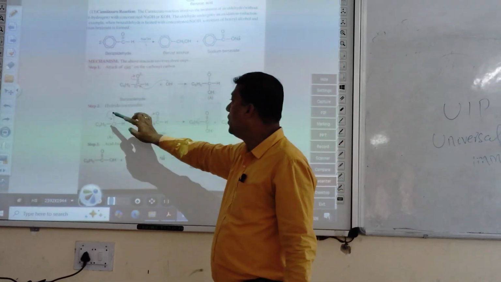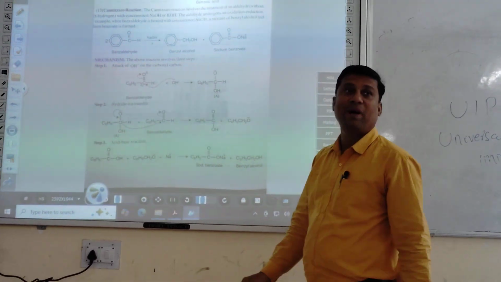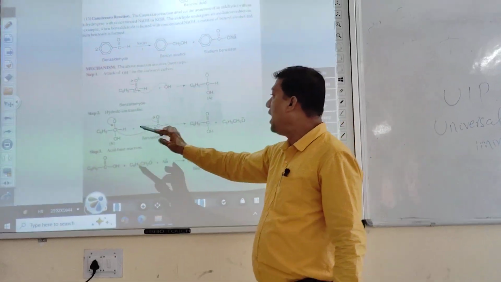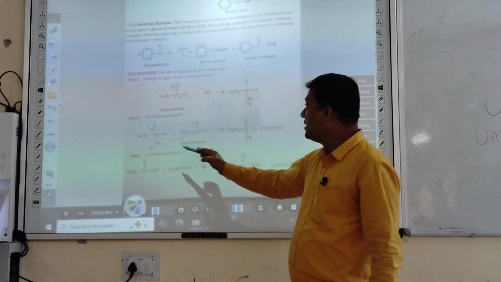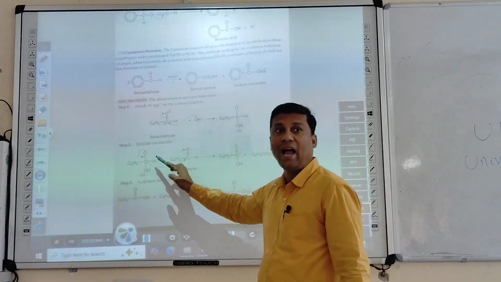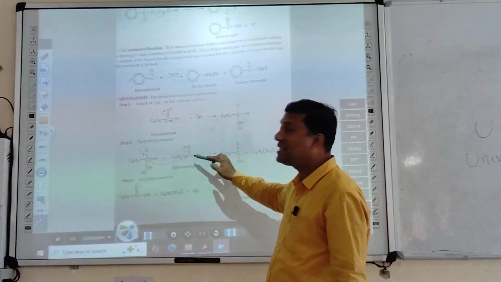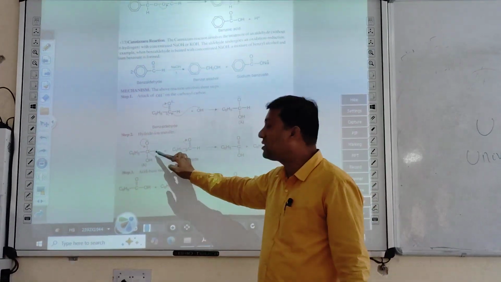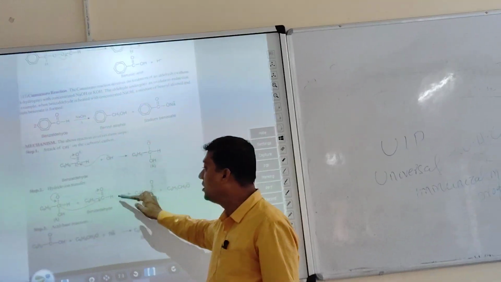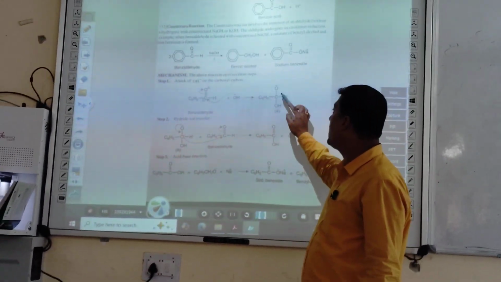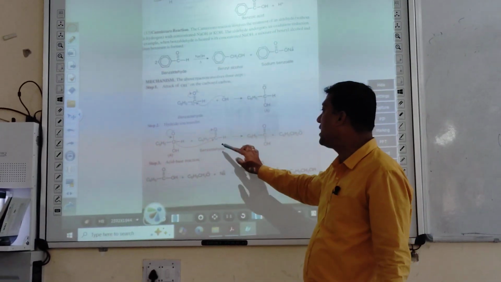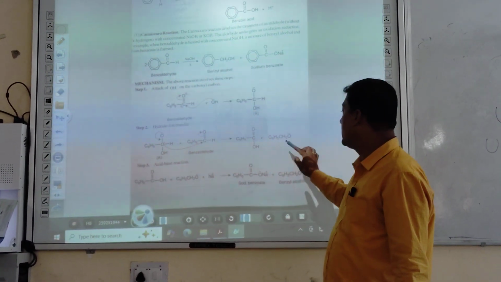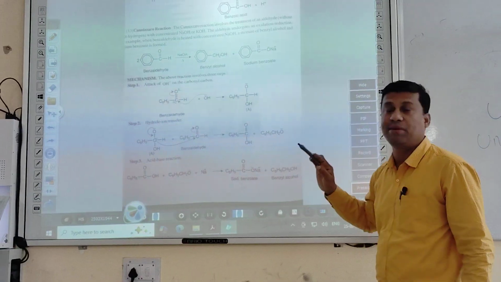In step 2, hydride ion transfer takes place. This is the hydride ion. From this, hydrogen is transferred as a hydride ion, and these are the two products formed in step 2.